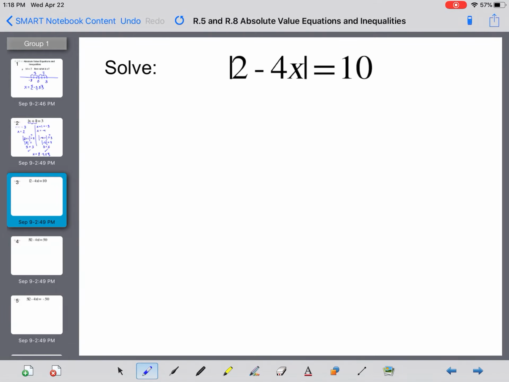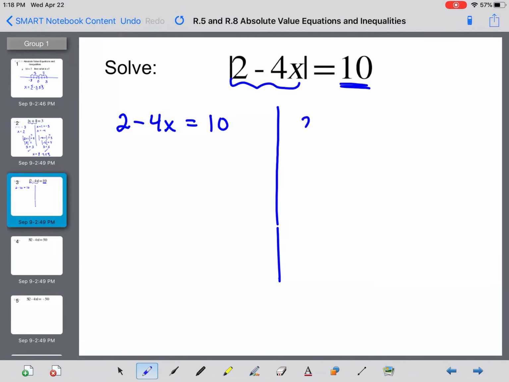Now, it could get a little bit more complicated inside of here, but the idea is still the same. Whatever is inside these absolute value bars could be equal to whatever we're setting it equal to. So in this case, it would be equal to 10. The second case that we could have, whatever's inside those absolute value bars, that could equal negative 10, because again, when you take the absolute value, that's going to yield a positive answer for our equation.